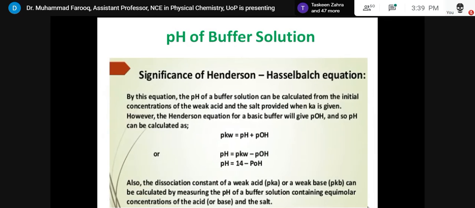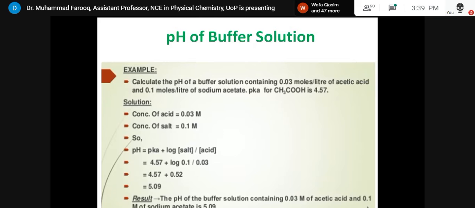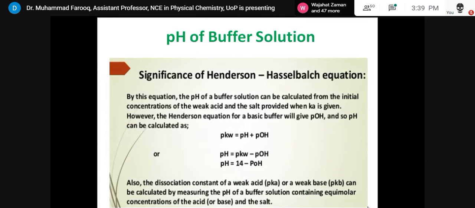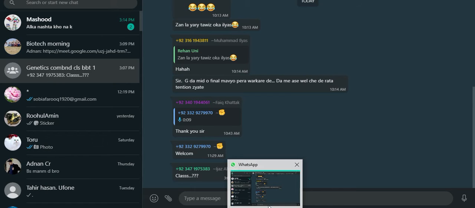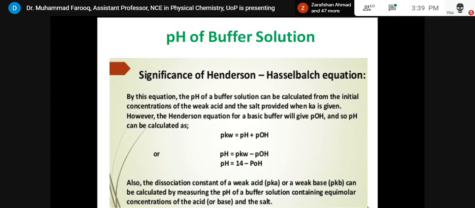Exactly. For example, in the same case, if I ask you pH is 5.09, what is the pOH? To determine the pOH, I have to put pKw is equal to pH plus pOH, where pKw is equal to 14. pH is 5.09, so put the value. What will be the pOH? Just subtract.